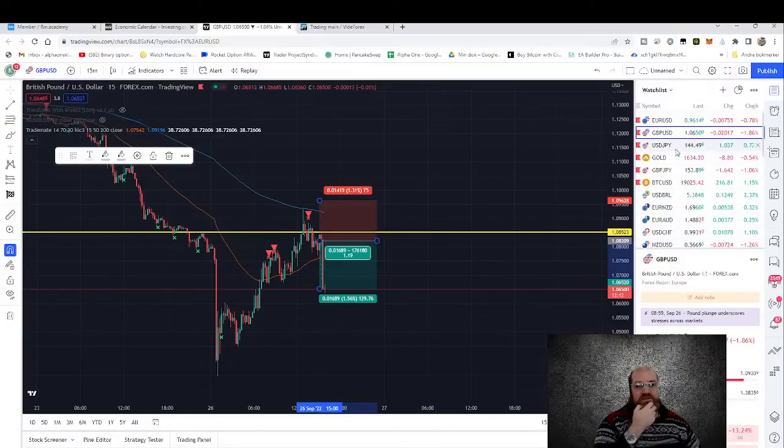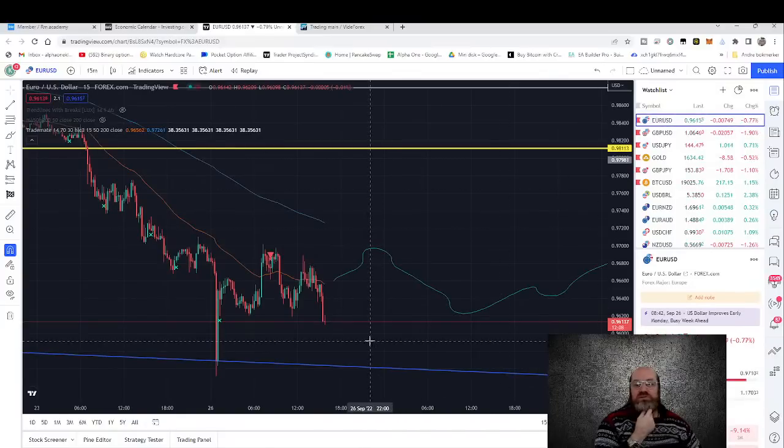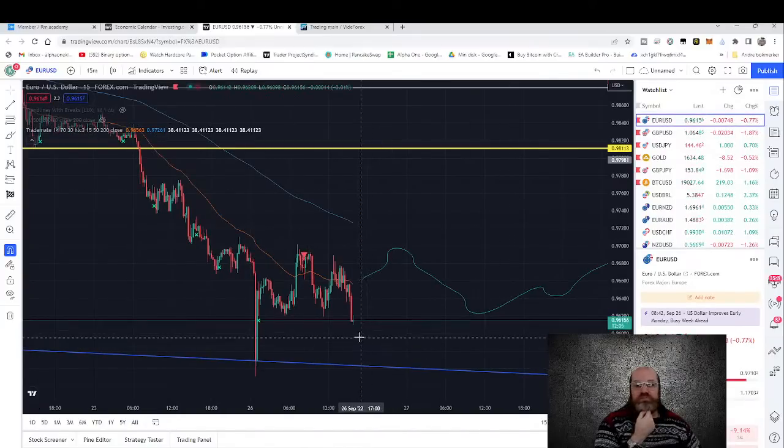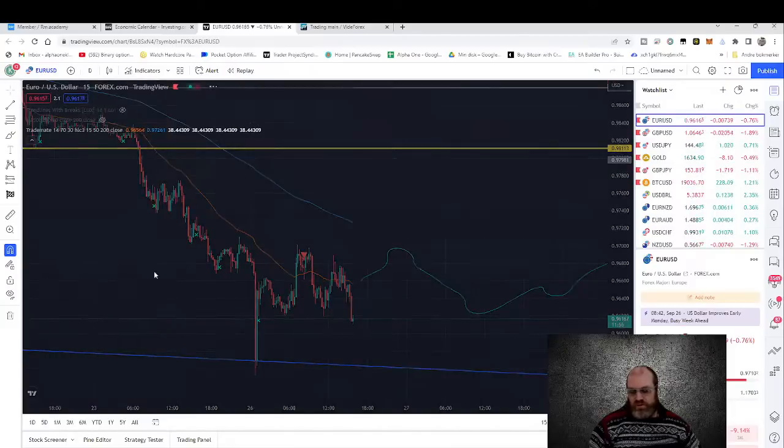Now let's take a look at euro. Yeah, it's the same story. We are in a support area, nothing much to do. So let's go up to the higher time frame market again.